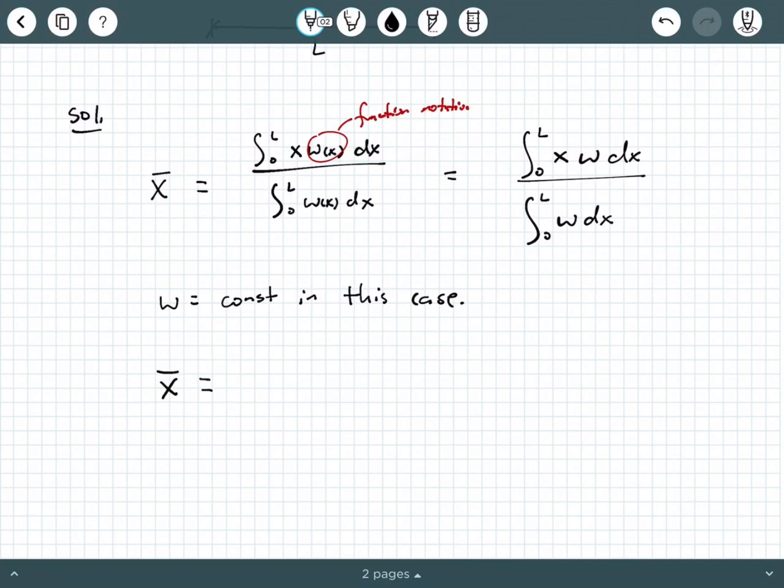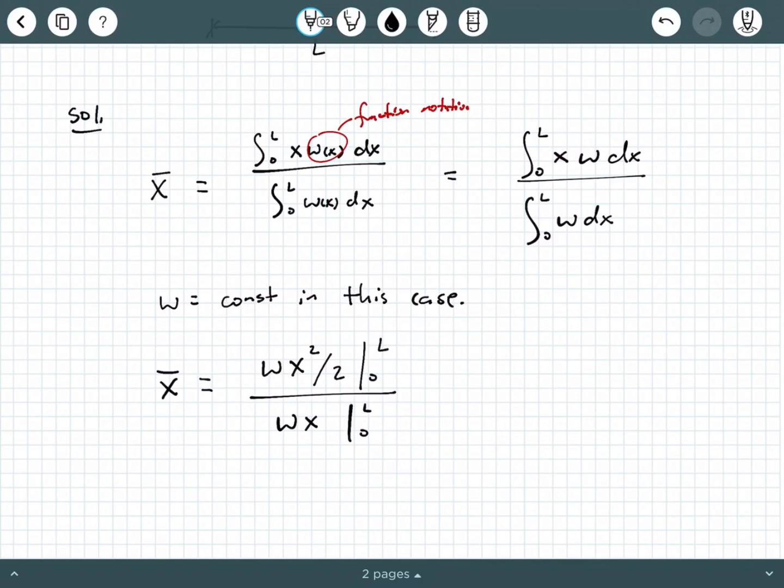So let's go ahead and crank these integrals through. Let's look at the numerator integral. We have an integral with respect to the variable x. So we're going to end up with wx squared over 2 evaluated from 0 to L. That's my numerator. My denominator is going to be wx evaluated from 0 to L.